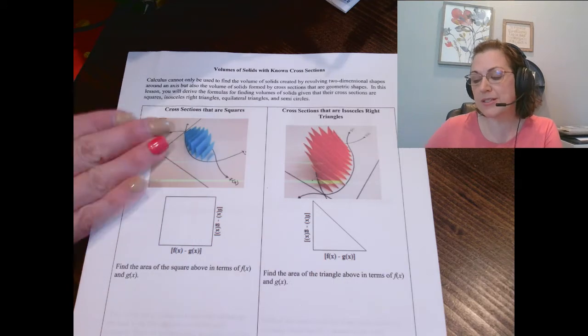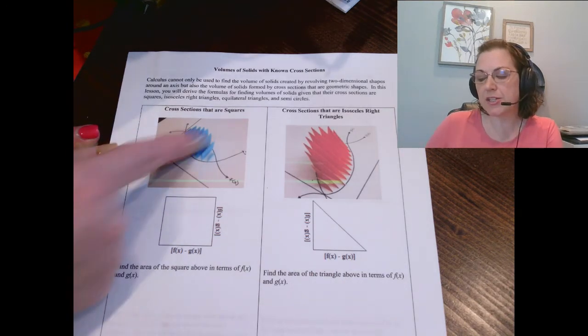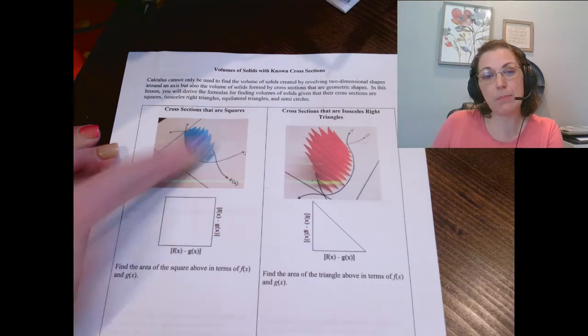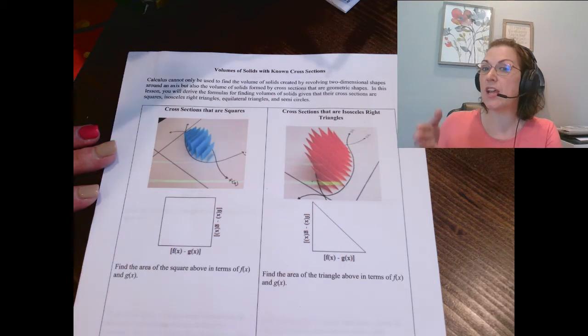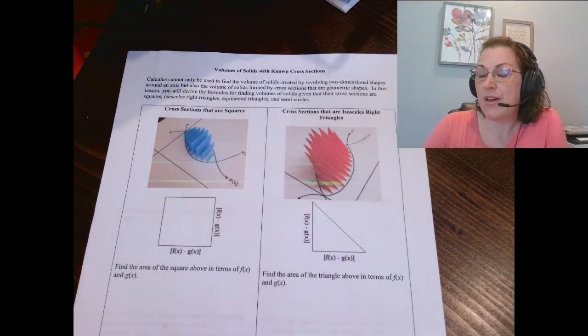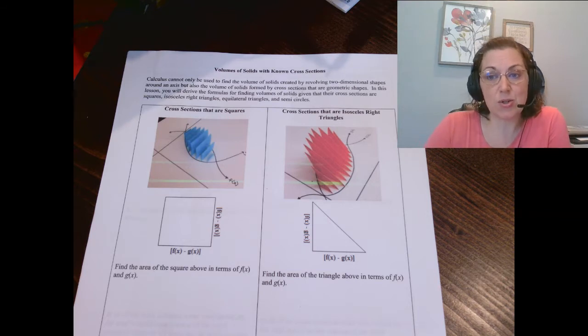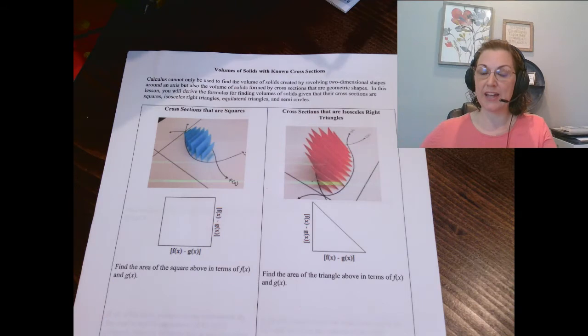I want you to see how the cross sections, though, sit. Notice in this cross section that the squares are sitting perpendicular to the x-axis. They don't actually touch the x-axis, but they are perpendicular. It'll be important for you to know if they're perpendicular to the x-axis or the y-axis, because that's going to dictate if you're going to do your integral in terms of x or y.